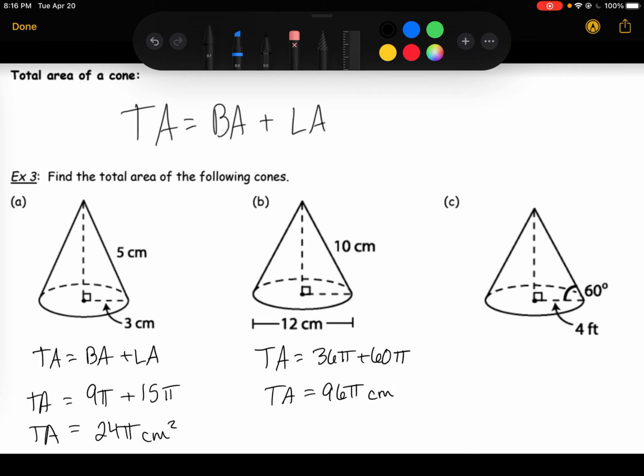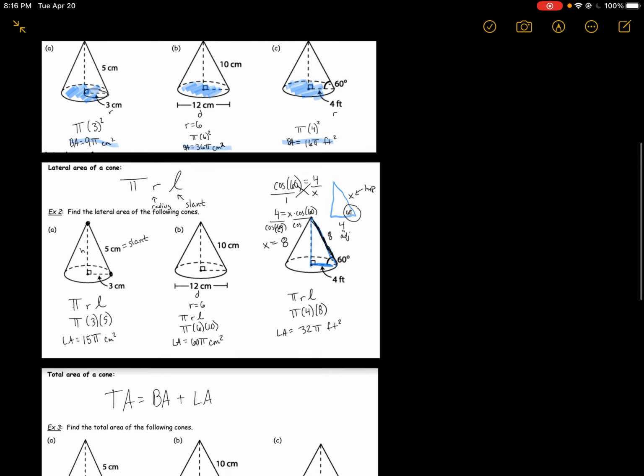For our next one, total area is again base plus lateral, so 36 pi plus 60 pi, or in this case a total area of 96 pi square centimeters. And for our last one, our base was 16 pi, our lateral was 32 pi, so we ended up with a total area of 48 pi feet squared. So again, kind of the same procedure.